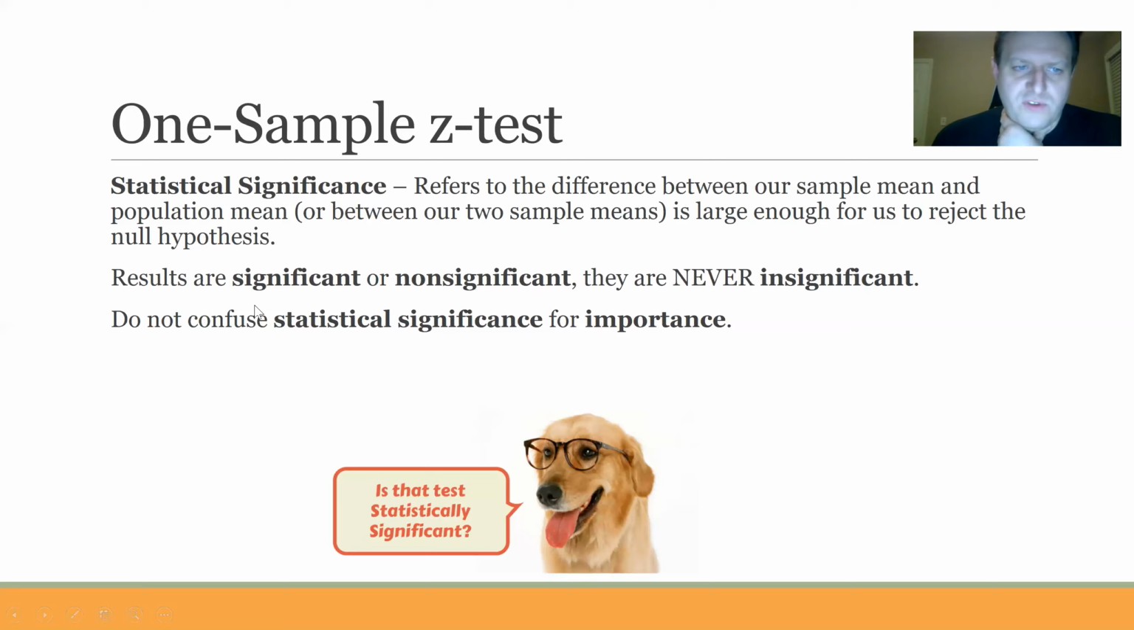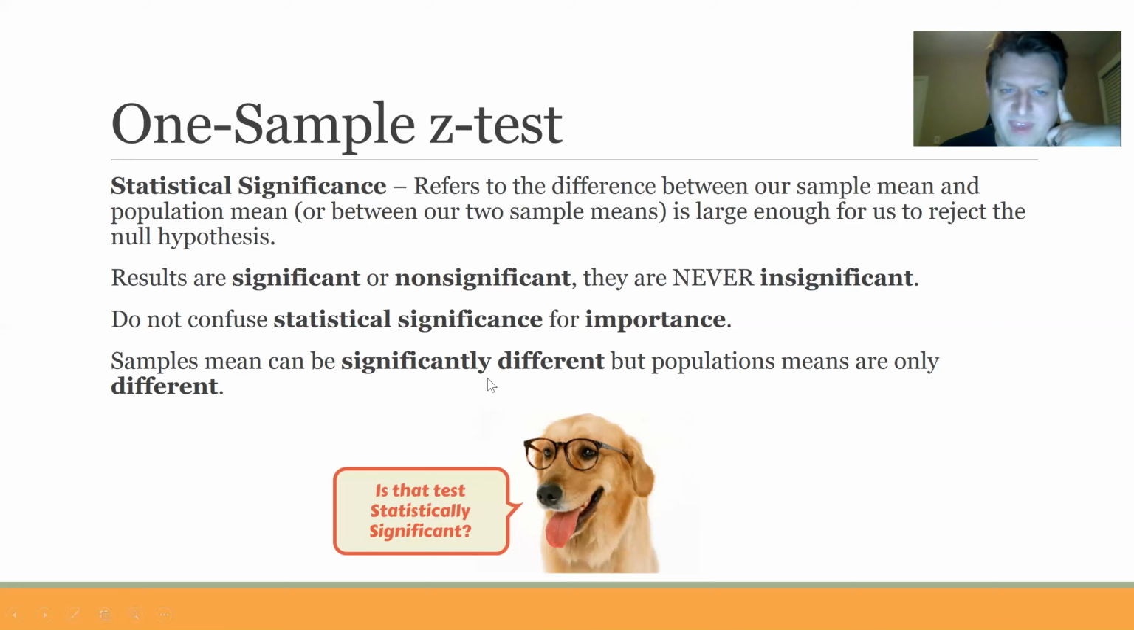So we want to use the term significant or non-significant. We never want to use the term insignificant because that implies that our results are not useful, and in many situations, our results are still useful. So sample means can be significantly different, but population means are only different. We don't say population means are significantly different from one another. We just care about is there a difference, period, at the population level.